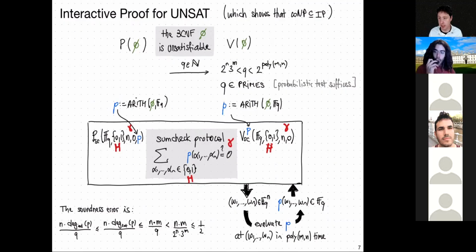Okay, so this is a pretty cute, simple protocol for unsat. Any questions? Does this work for general Boolean formula or just 3CNF? Oh, it says 3CNF at the top. Sorry, never mind. Yeah. So I highlighted 3CNF because the 3CNF guarantee is used by the arithmetization guarantee.